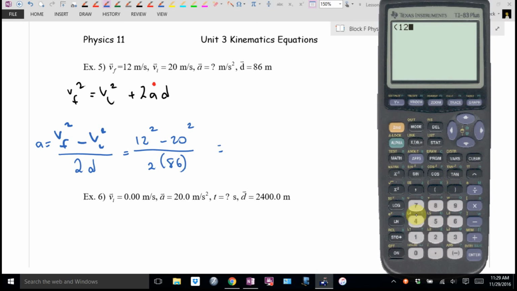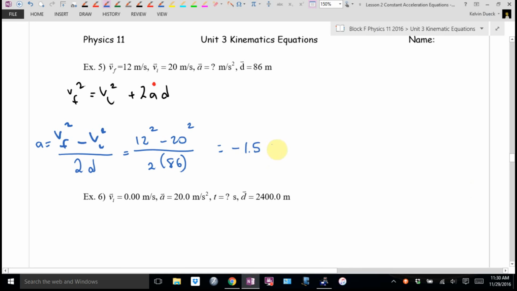Bracket 12 squared minus 20 squared, close bracket. Try this on your calculator. If you're not, you're setting yourself up for failure. Divided by 2 times 86. You need to be able to get negative 1.48893. How about negative 1.5? I'll go to 2 sig figs. And it's an acceleration, Connor, so what would the units be? Yes.